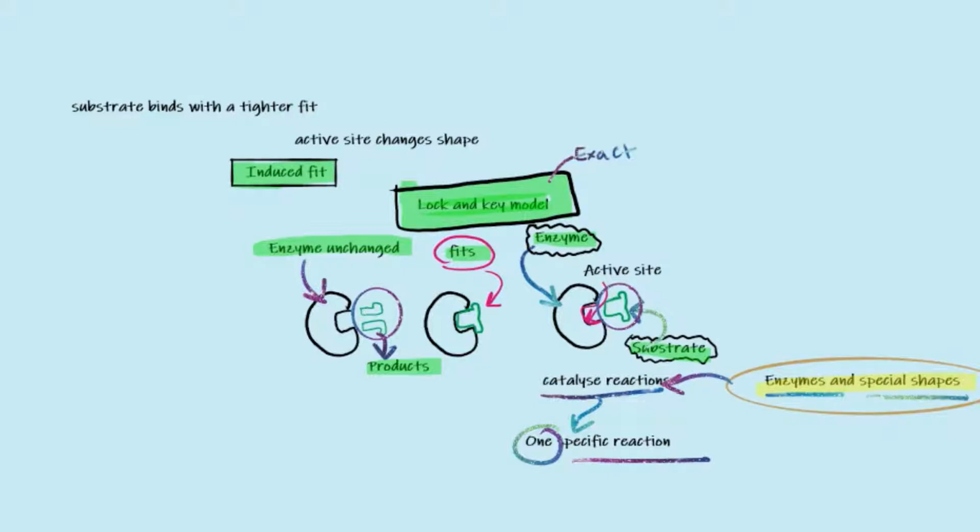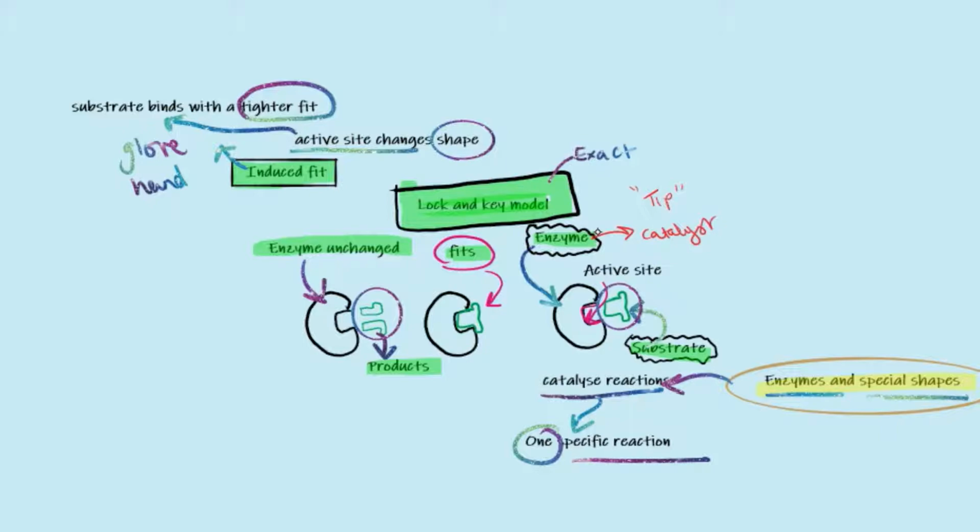In the lock and key model, the fit is exact. There is another theory called the induced fit, and this is more like a glove and a hand, where the glove allows the hand to fit in. So in this one, the active site changes shape, which allows the substrate to bind with a tighter fit by adjusting. The tip to remember is that the enzyme is the catalyst, and the substance that it acts on is called the substrate.